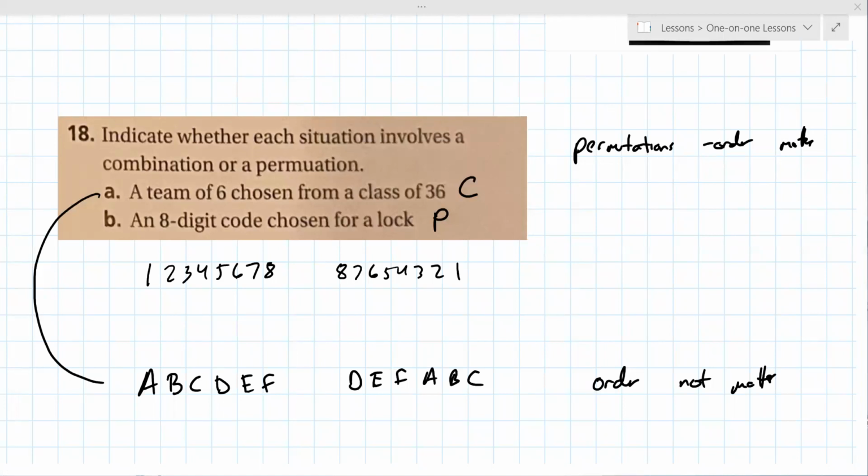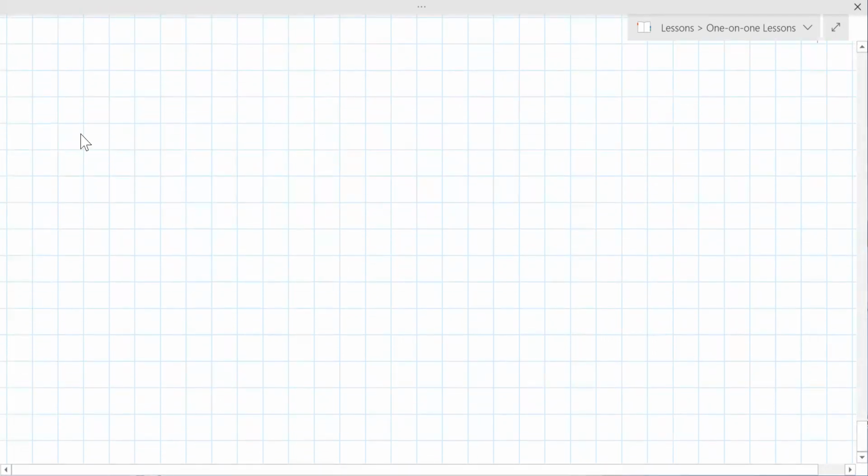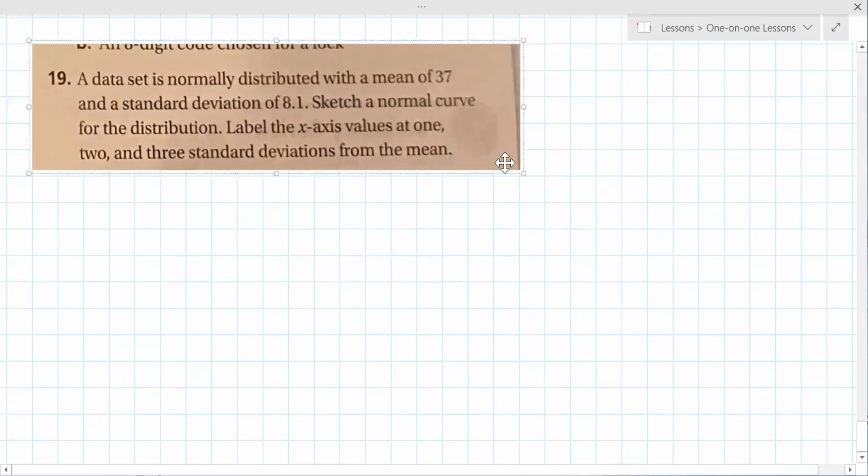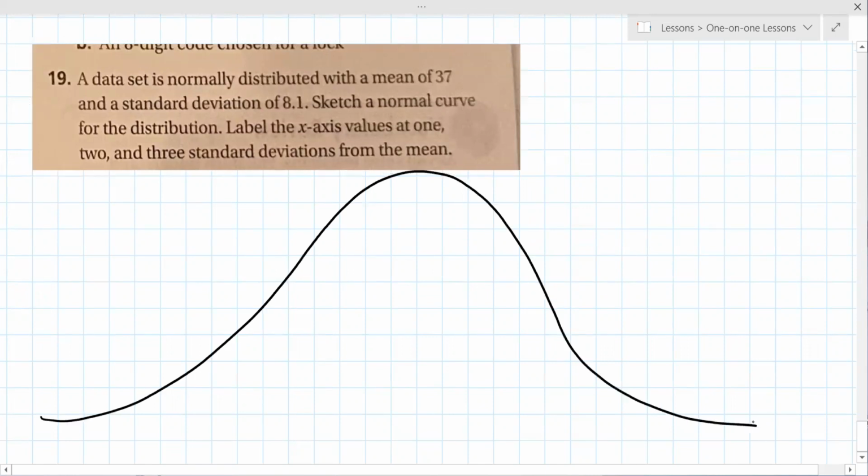All right, number 19. We actually already did this, but with different numbers. The data set is normally distributed with a mean of 37 and a standard deviation of 8.1. So the 37 goes right down the middle, and then 1, 2, and 3 standard deviations. The key here is to get these in a reasonable place. You don't want them all too tight or bunched up. They have to be the same distance apart, so you're just adding 8.1 each time.